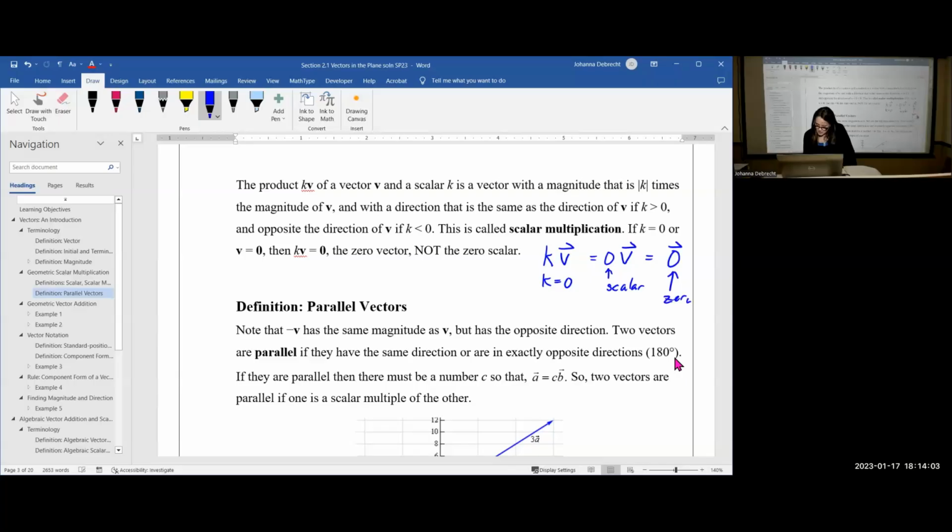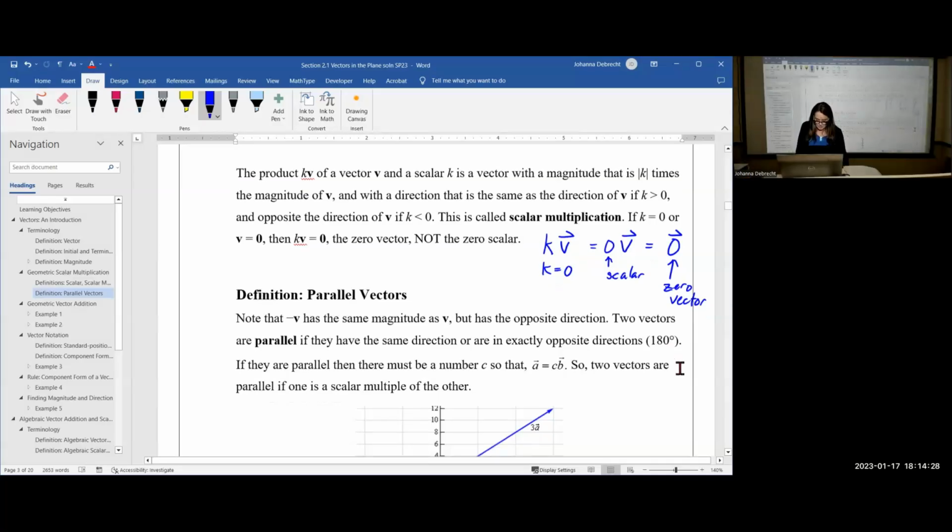All right, so make sure that you understand that the 0 scalar and the 0 vector are not the same thing. The 0 vector can be thought of as pointing in all possible directions, any direction you want. So it's technically parallel to all vectors. And the 0 scalar is just the number 0, the real number that you see on the number line.